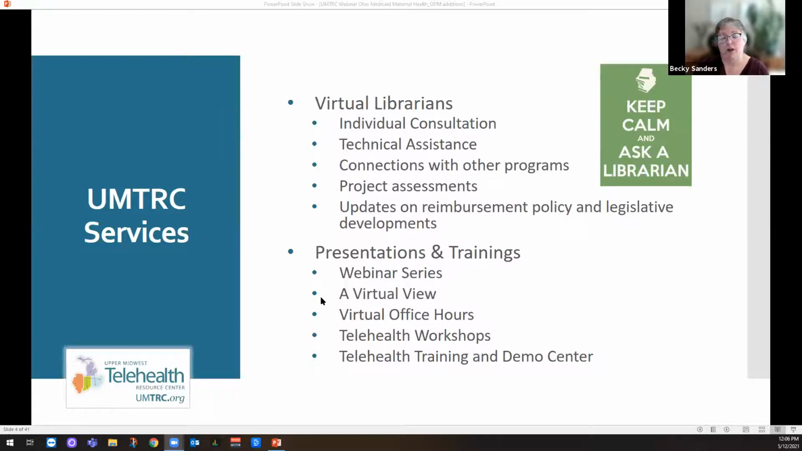And we are working on getting our training and demo center up. We have some extra funds through the COVID CARES Act from March of 2020. And we are getting staff trained on that equipment so that we can allow individuals to make appointments and come into the office to see that.